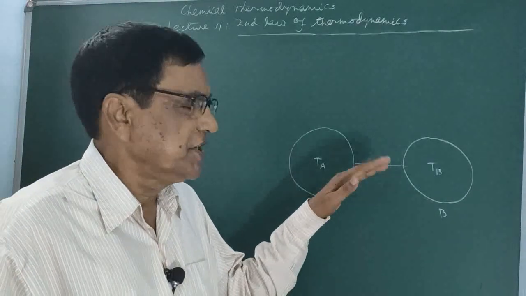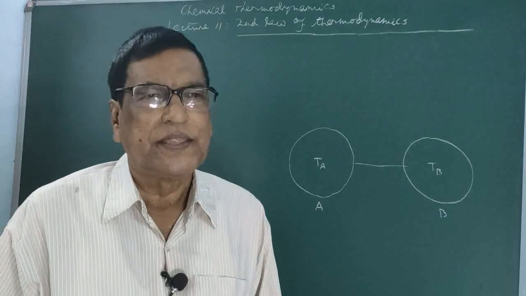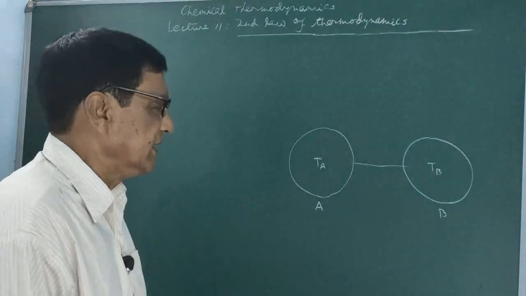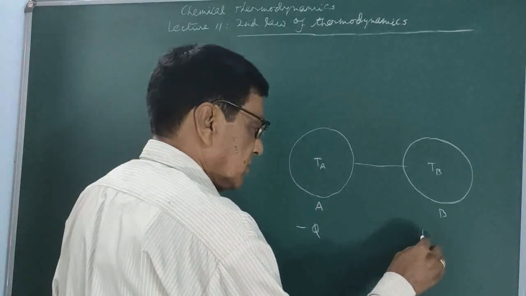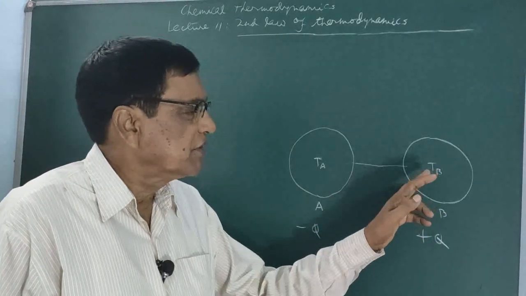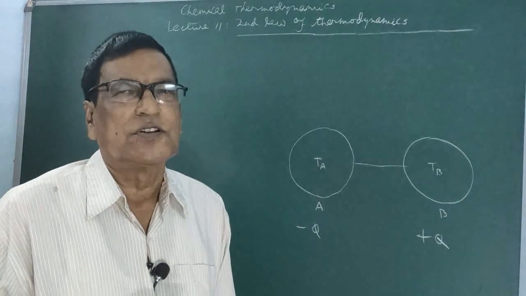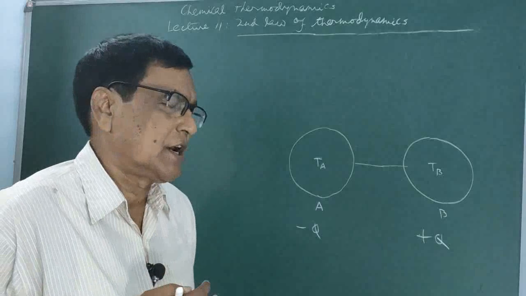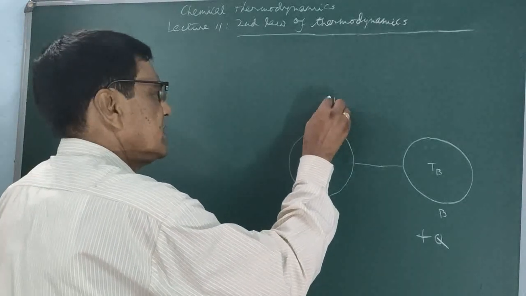Now the first law states that if heat is lost by A, then an equivalent amount of heat will be gained by B. Say if a Q amount of heat is lost by A, then this amount of heat will be gained by B, or if this Q amount of heat is lost by B, then that amount of heat will be gained by A, if the heat is not lost by some other processes like conduction, radiation or convection, etc.